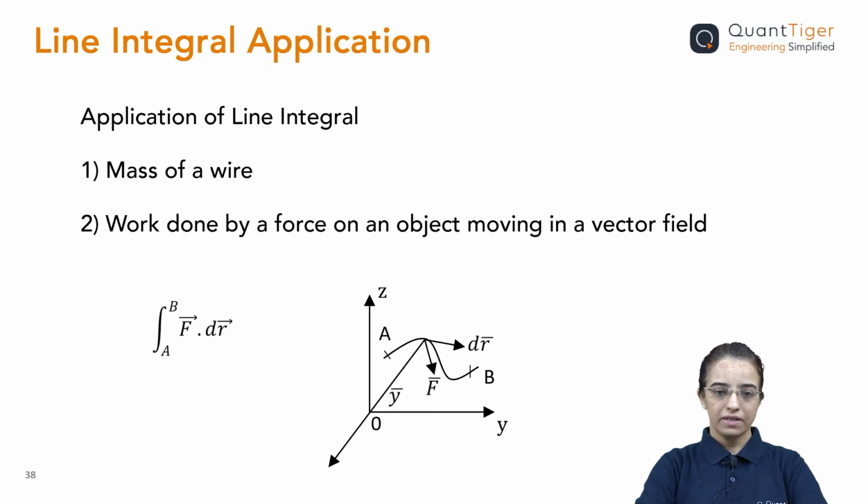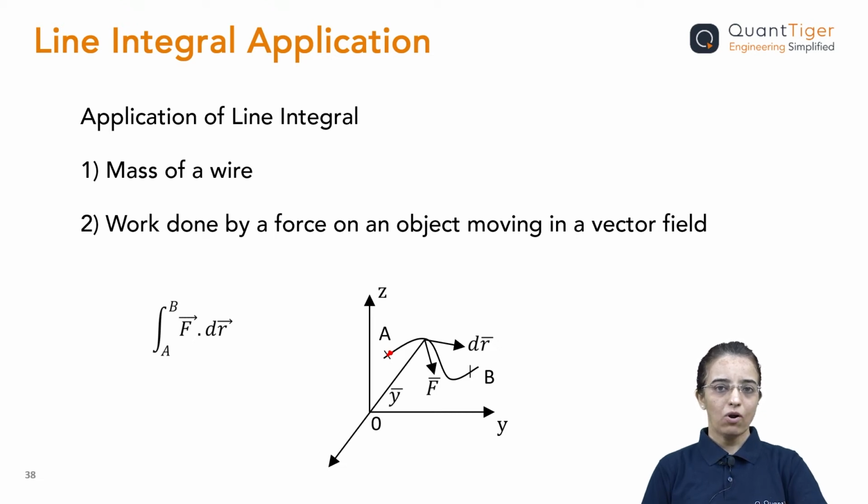So let's see the application, where we can use this. For example, in physics you must have seen in many places, when an object is moving from point A to point B. I have put this in the form of a diagram so that it will be easy for you to visualize.